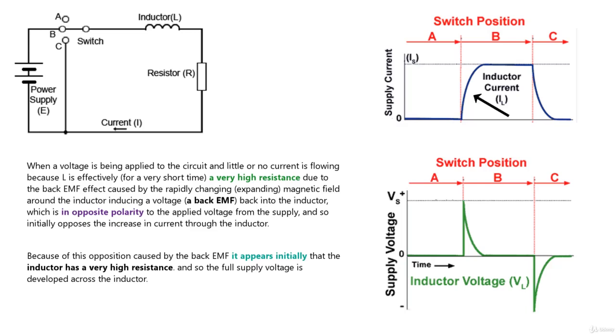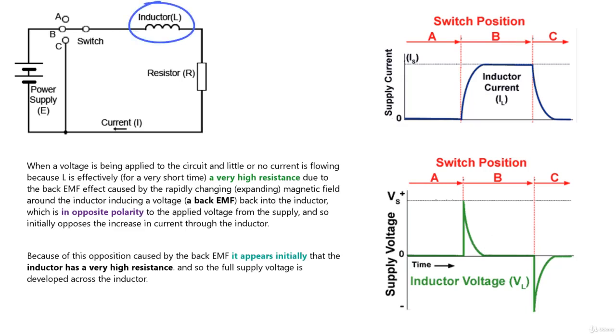As current through the inductor begins to build, however, the rate of change of the magnetic field reduces, the opposition due to the back EMF reduces, and the apparent resistance of the inductor falls to a low value. And as a result, the voltage across the inductor decreases until a point is reached where the full battery voltage is being developed across the resistor R. The voltage or potential difference across the inductor is practically zero, and energy is now stored in the magnetic field around the inductor.